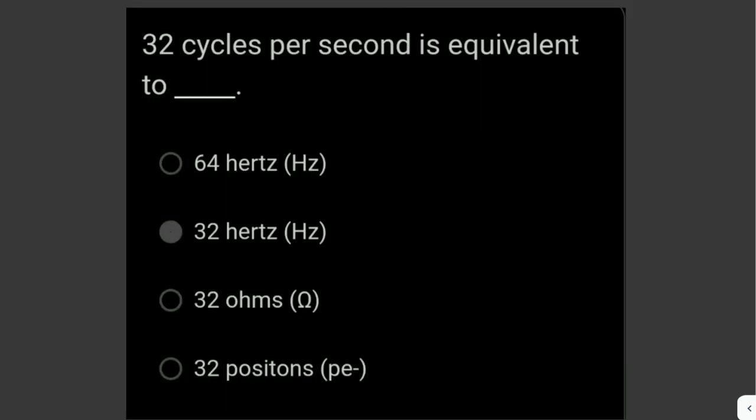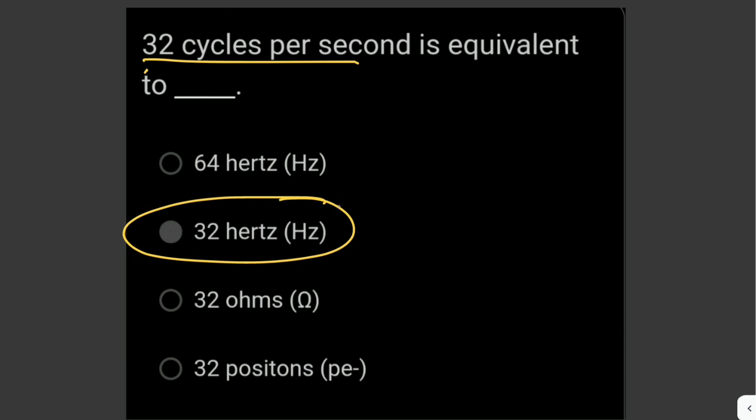32 cycles per second is equivalent to? Cycles per second was at one time a common unit to measure frequency, but was eventually replaced by hertz. So 32 cycles per second is just equivalent to 32 hertz. So this is the answer here, 32 hertz.